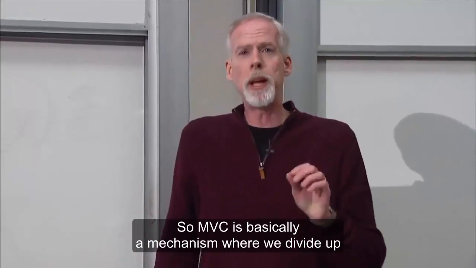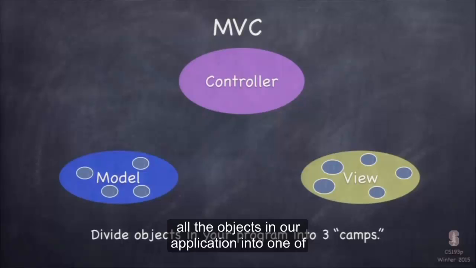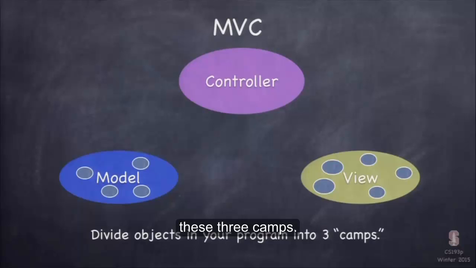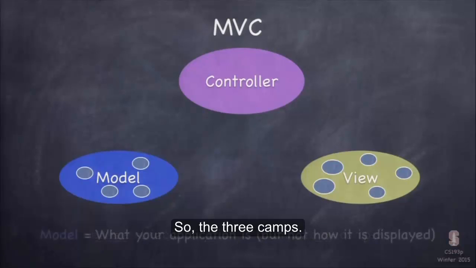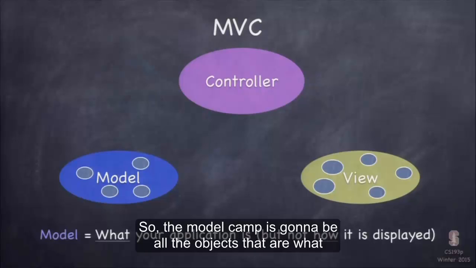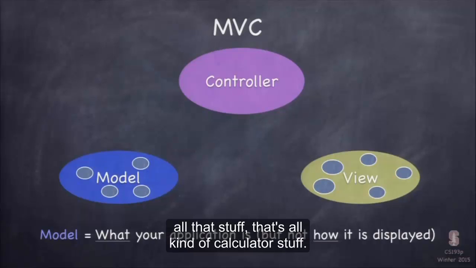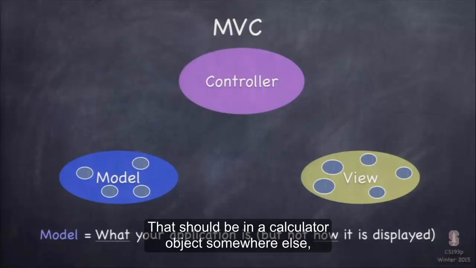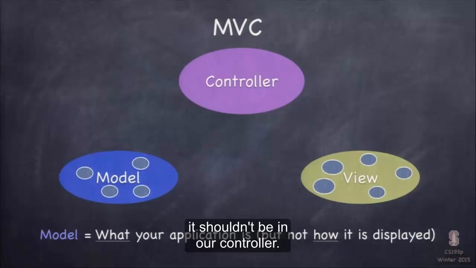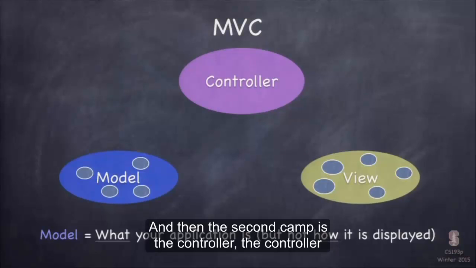So MVC is basically a mechanism where we divide up all the objects in our application into one of these 3 camps. On the left there you see the model. The model camp is going to be all the objects that are what your application does. For our calculator, it calculates. That's what it does. All the parts where we're doing perform operation and all that stuff, that's calculator stuff. That should be in a calculator object somewhere else. It shouldn't be in our controller.